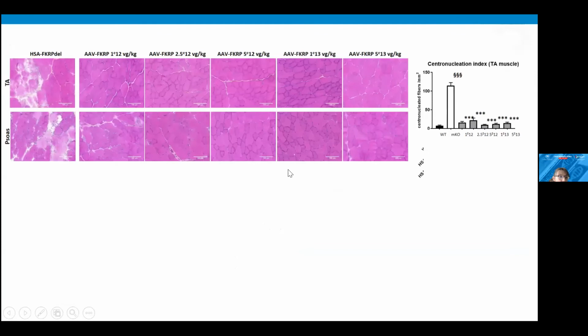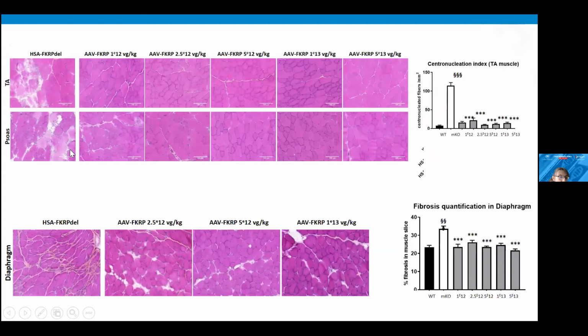And then at the level of the tissue, you can see that here we have the tumor cell of our model, and after gene transfer, we have a nice correction and beautiful muscle. This was in the skeletal muscle, and we also have the diaphragm, where we reduce a lot of fibrosis tissue compared to the original, to the model.